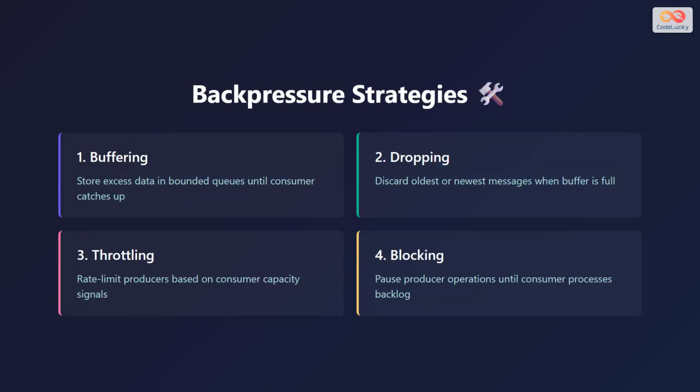There are four main strategies to implement backpressure. First, buffering. Store excess data in bounded queues until the consumer catches up. Second, dropping. Discard the oldest or newest messages when the buffer reaches capacity. Third, throttling. Rate limit producers based on consumer capacity signals. Fourth, blocking. Pause producer operations completely until the consumer processes the backlog. Each strategy has different trade-offs depending on your system requirements.